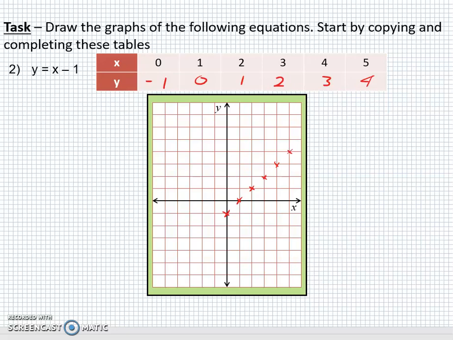Okay, so our next step is to draw a line. So I'm going to do that. Okay, so this is my line. I've drawn my line and I've extended it throughout the whole grid. Okay, so not just through those coordinates there. Press pause and copy that down, please, or mark your work.